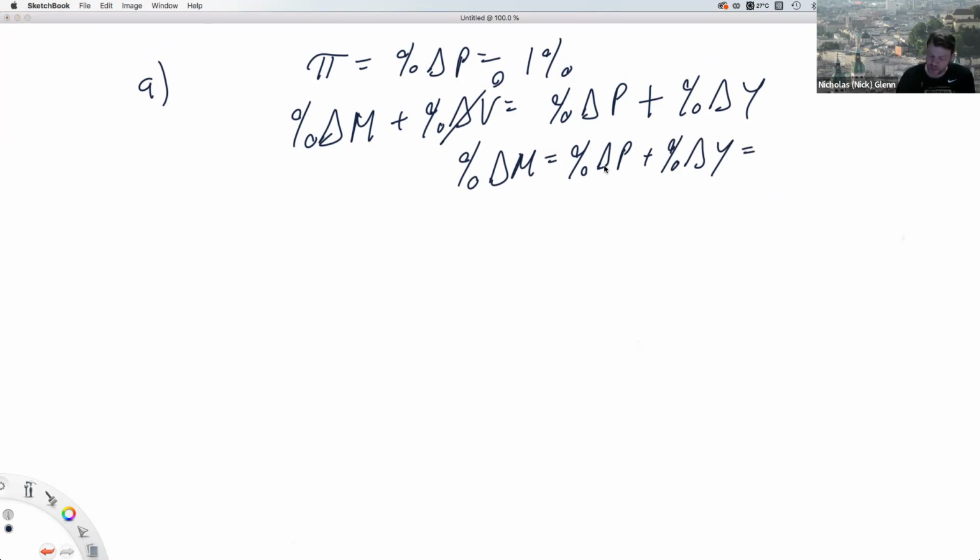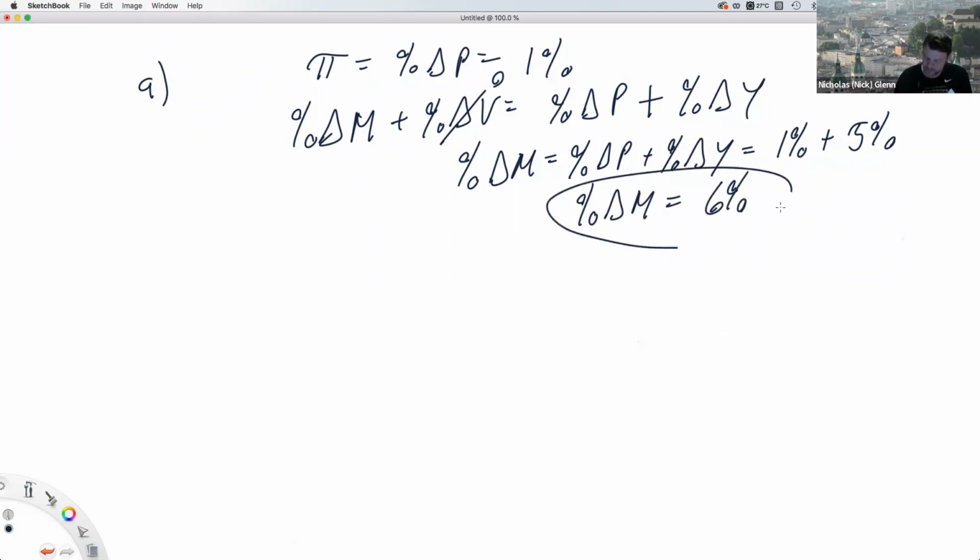All right, so what do we have? Well, we want inflation to be 1%, and the economy is growing at 5%. So the money aggregate should grow by 6%. Now, so that's A. Now, nobody does this anymore. It's too hard to keep track of money. This is what they used to do. They would look at the money aggregate. Okay, we see this. We want to grow the money supply by this much. Let's keep track of that.